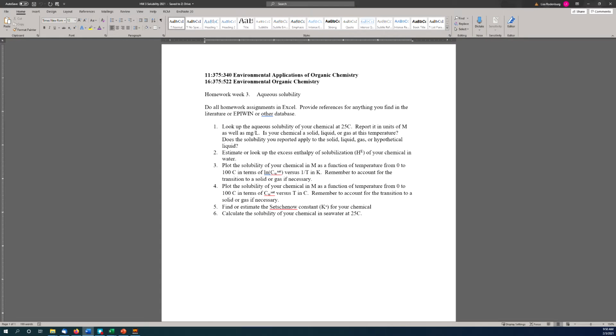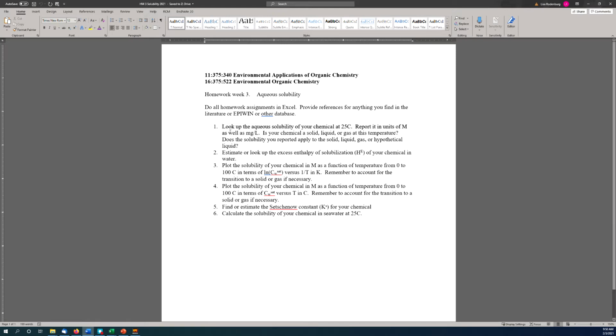We're going to work on homework number 3 today. And homework number 3 should look kind of like homework number 2, so hopefully if you've mastered homework number 2, homework number 3 won't look quite so intimidating. You're asked to do basically the same things, except now we're thinking about the aqueous solubility of your chemical.